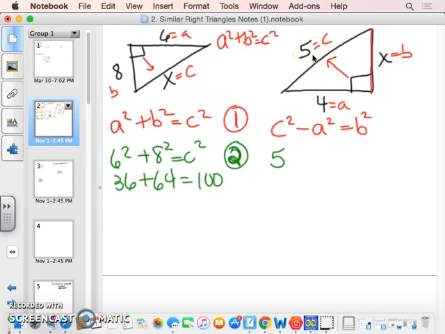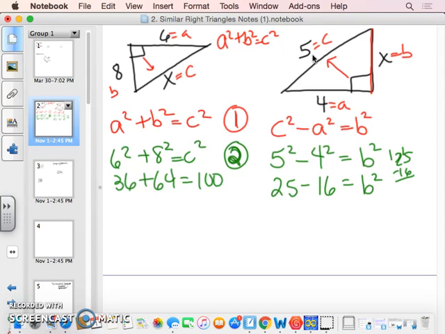And for step 2 over here, I'm going to plug in 5 squared minus 4 squared. And again, it doesn't matter if it's A or B. Here, it would be B squared. So this is 25 minus 16 is equal to B squared. All right? And so 25 minus 16, I'll work it out over here. That's 9. So this equals 9.